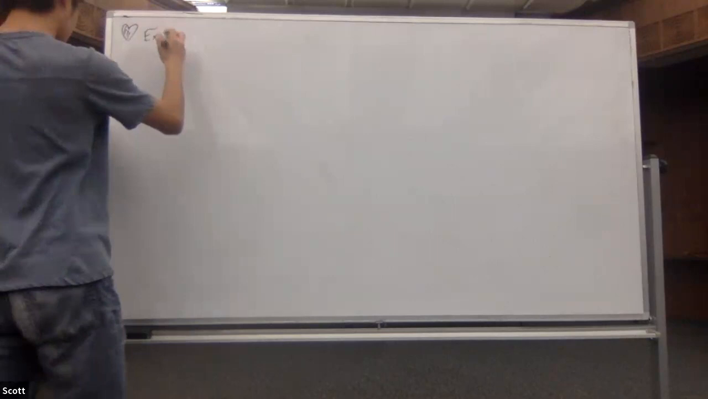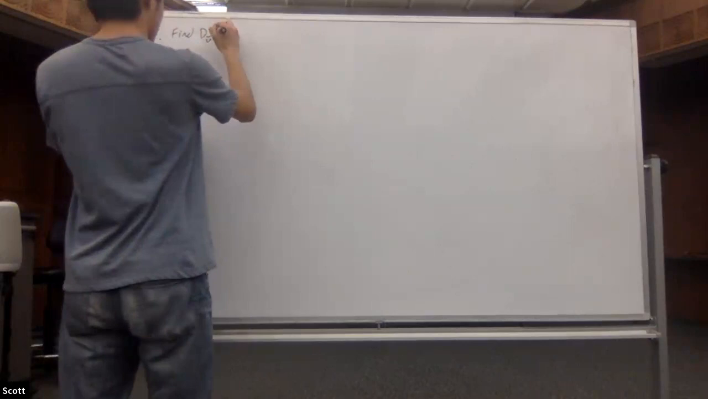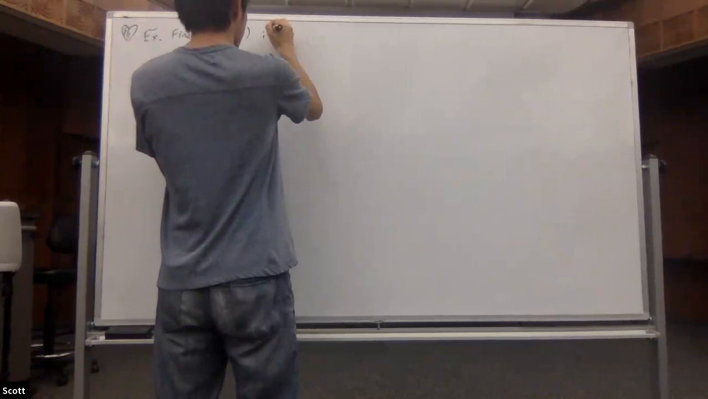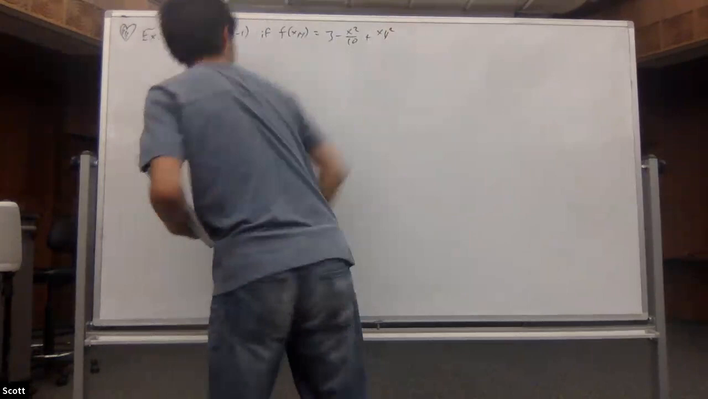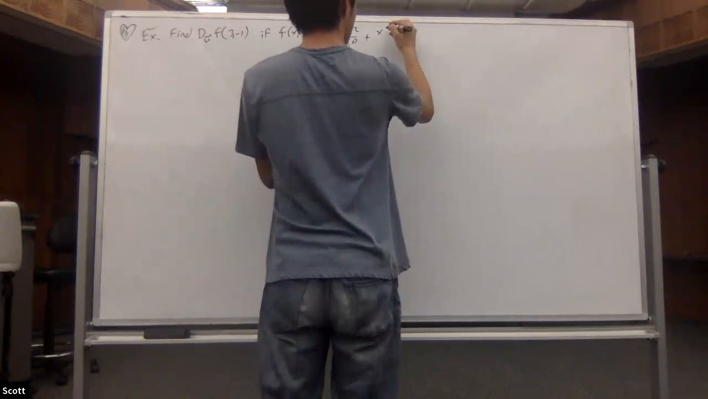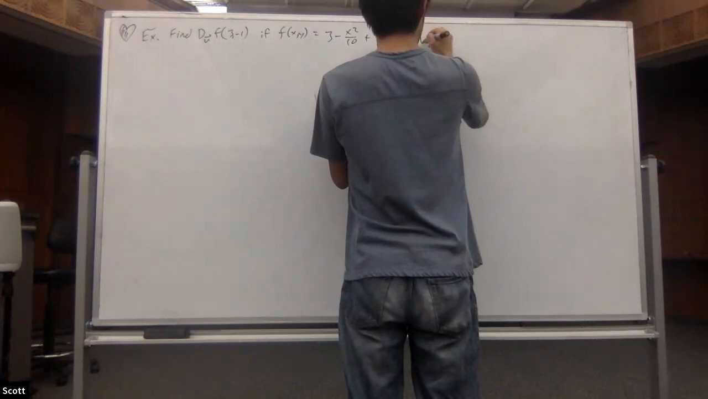Find the directional derivative of f in the direction u, specifically at the point (3, -1), if your function f(x, y) is 3 minus x squared over 10 plus xy squared over 10, and the unit vector that we're using is 1 over root 2 and minus 1 over root 2.